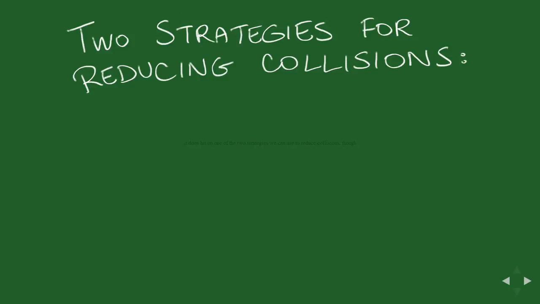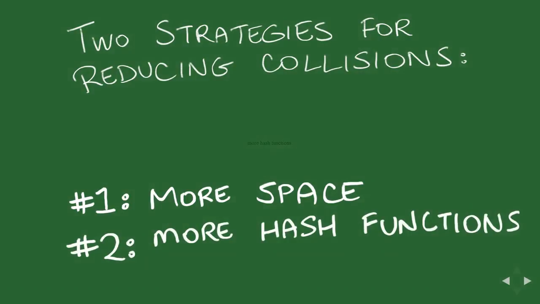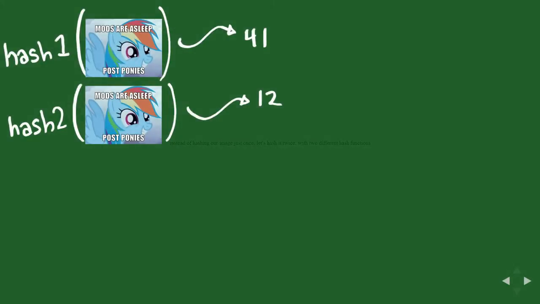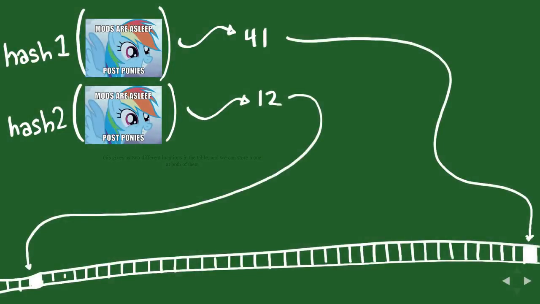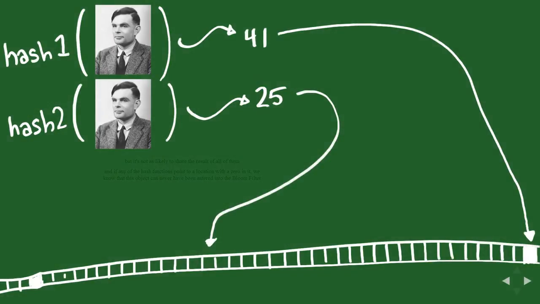It does hit on one of the two strategies we can use to reduce collisions, though. The obvious one, more space. Now let's look at the less obvious one. More hash functions. Instead of hashing our image just once, let's hash it twice with 2 different hash functions. This gives us 2 different locations in the table, and we can store a 1 at both of them. Another image might share the result of one of the hash functions, but it's not as likely to share the result of both of the hash functions, and if any of the hash functions point to a location with a 0 in it, we know that this object can never have been entered into the Bloom filter.